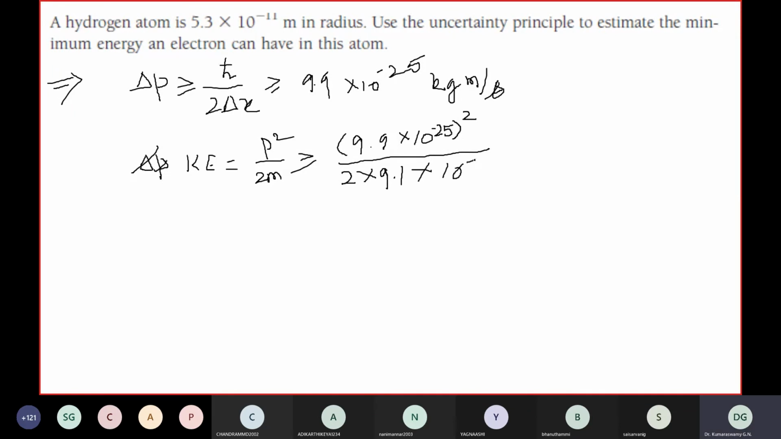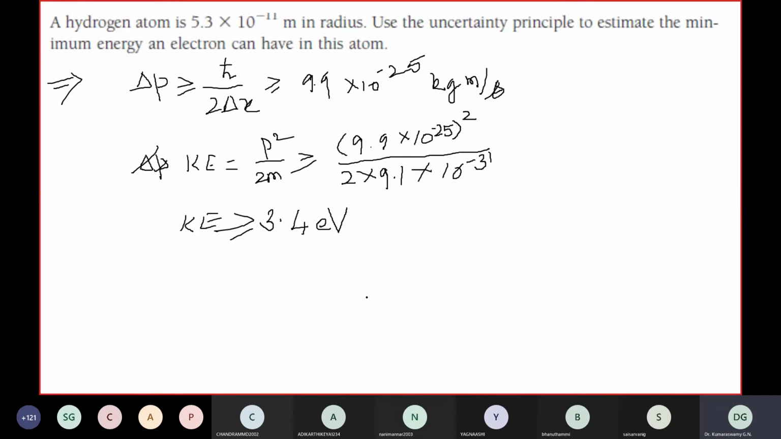Sir, it's hydrogen, right? Yes. So kinetic energy should always be greater than or equal to, let me know the answer. Here you will get the answer as 3.4 electron volt. So it should always be greater than or equal to 3.4 electron volt. This is the kinetic energy.